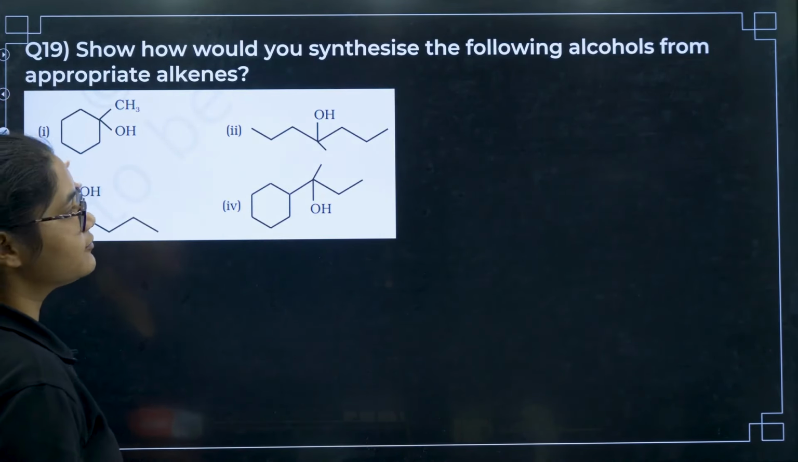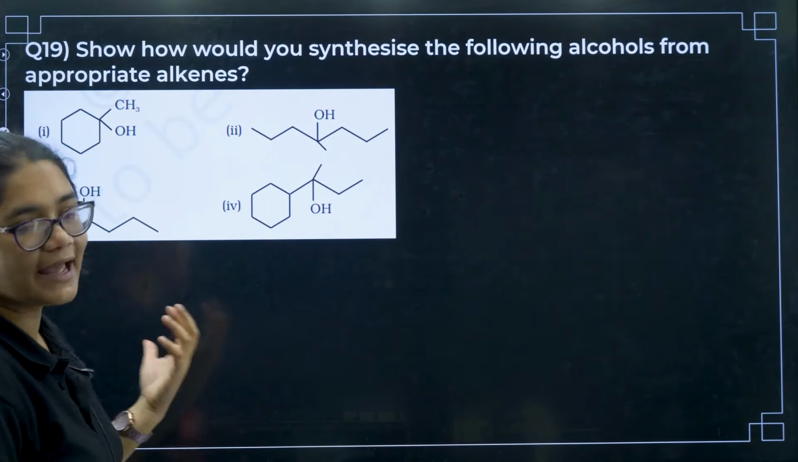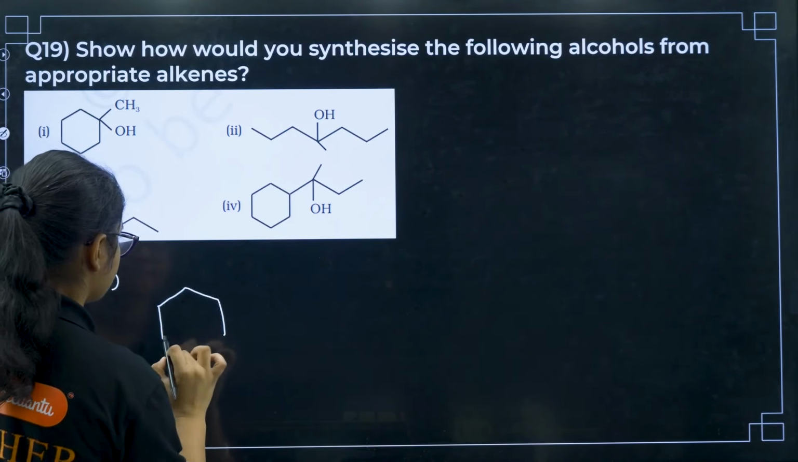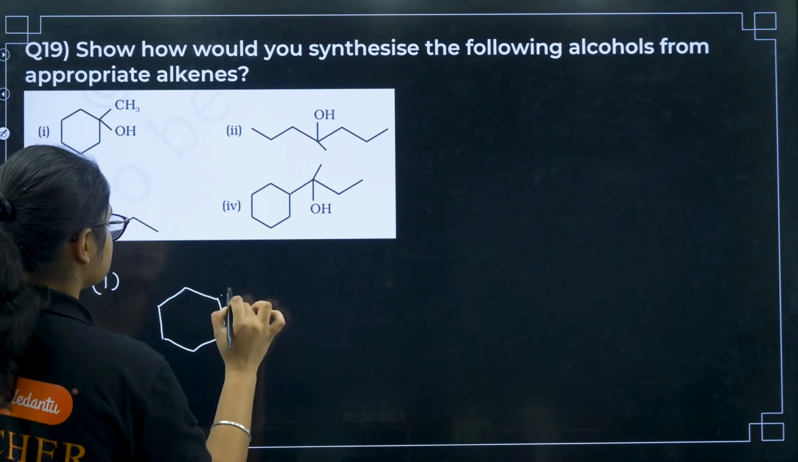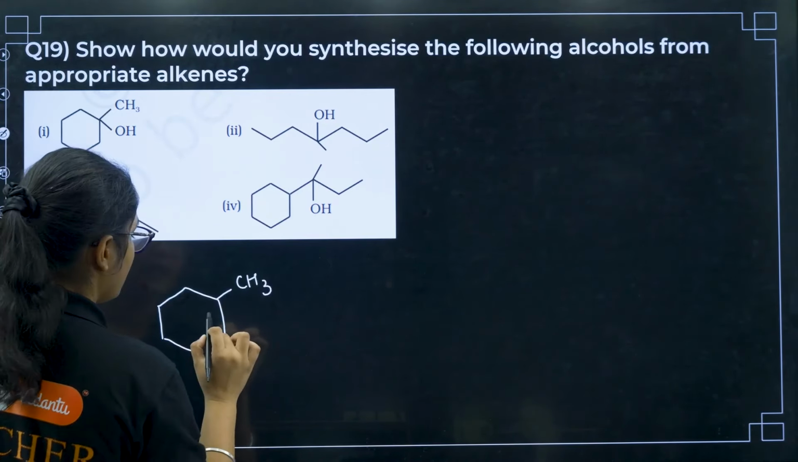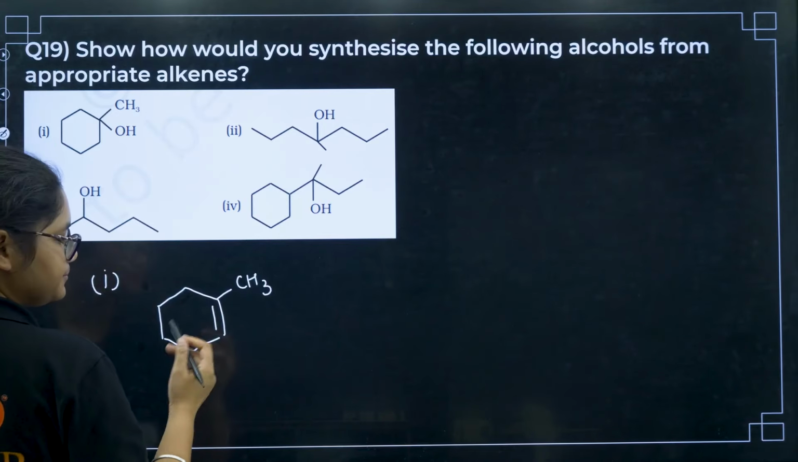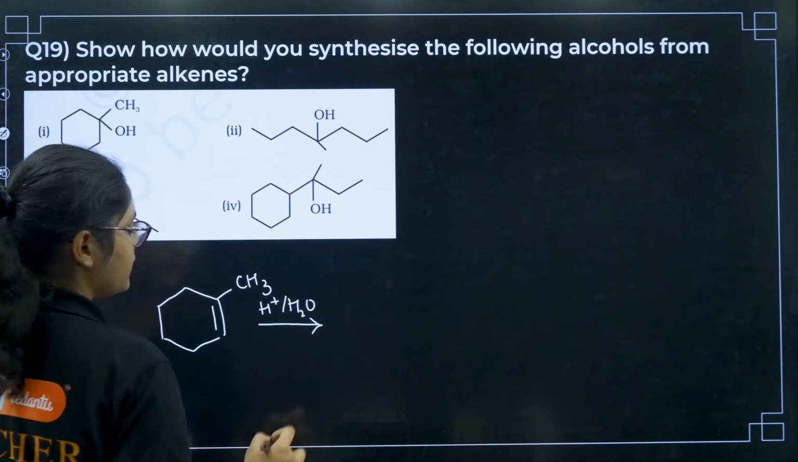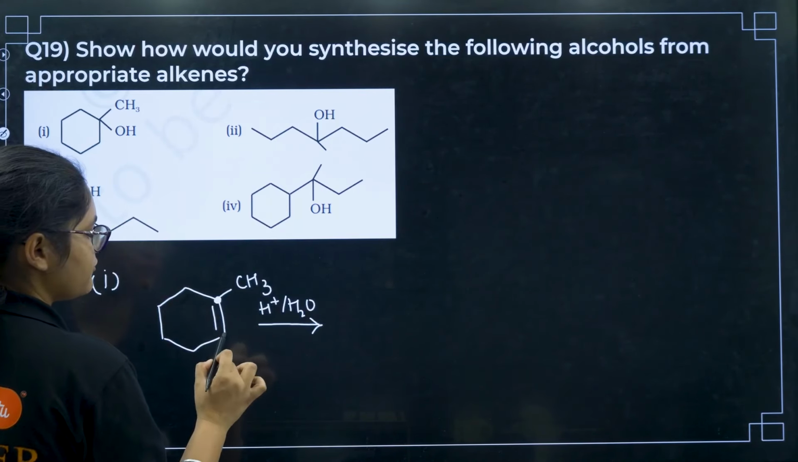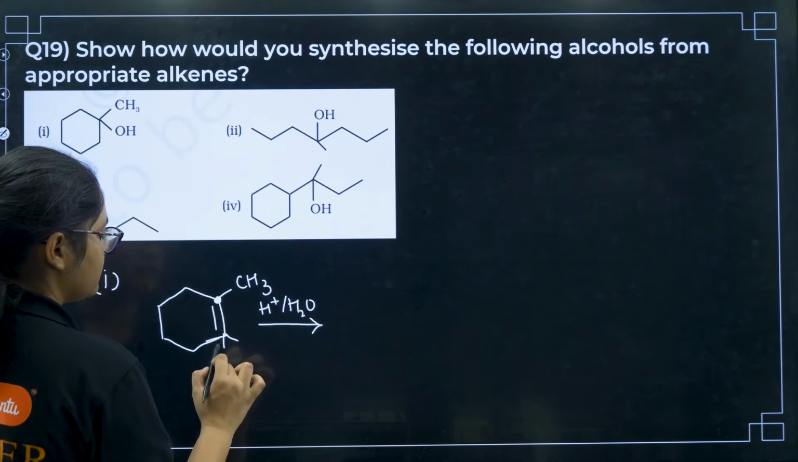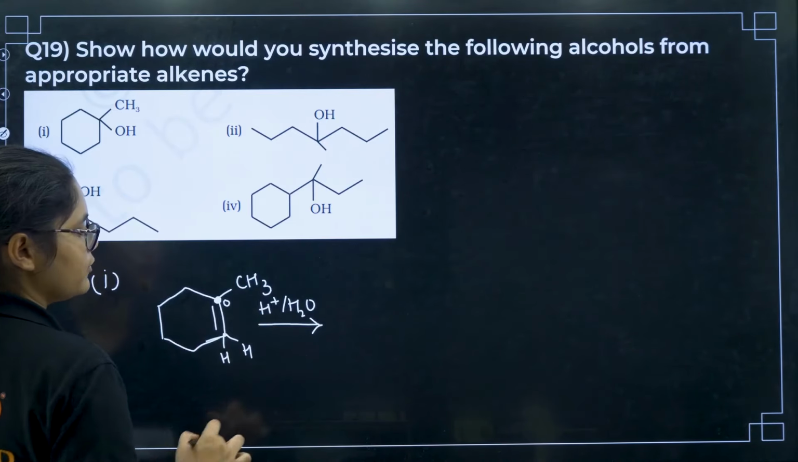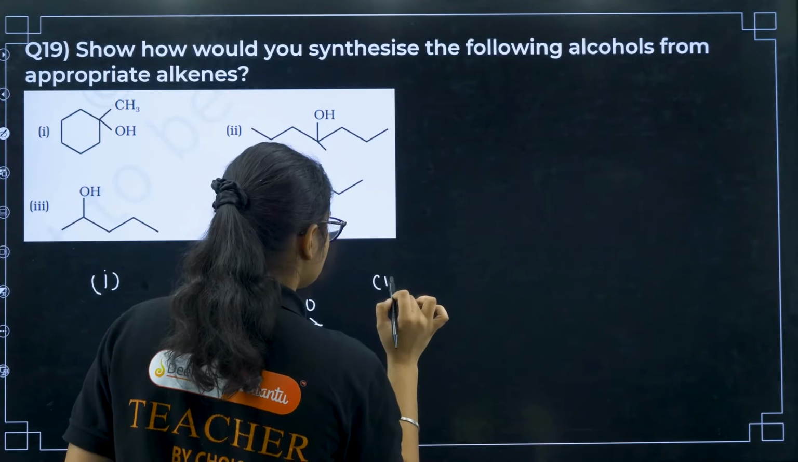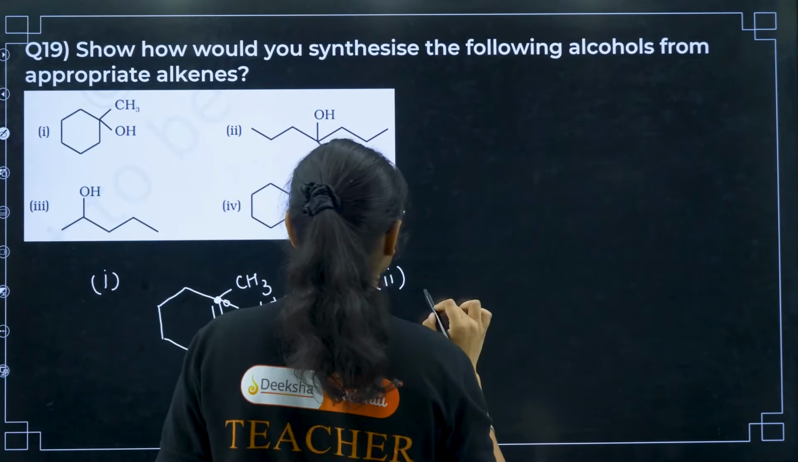Okay. Next, question number 19. How do you synthesize the following alcohols from the appropriate alkenes? First one. If you take this alkene, CH3, and this one, what will happen? Markovnikov's rule will be followed, and if I take H plus and H2O, OH will go to the carbon having less number of hydrogens. Here how many hydrogens are there? Here we have 2 hydrogens, right? Here we have 0 hydrogen. So OH minus will attack here and I will get this one. Next, second one, I can just tick like this.